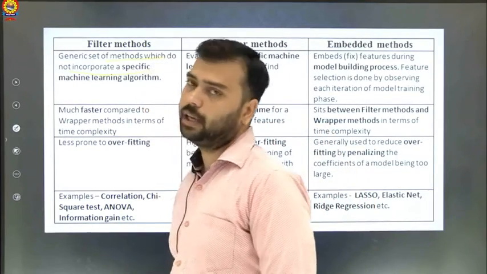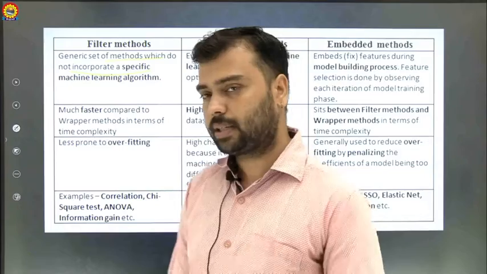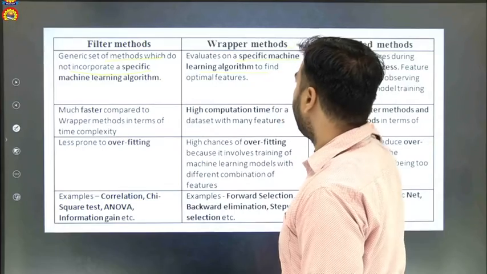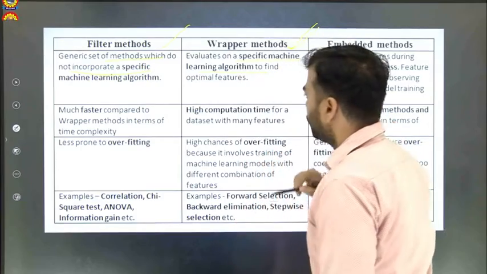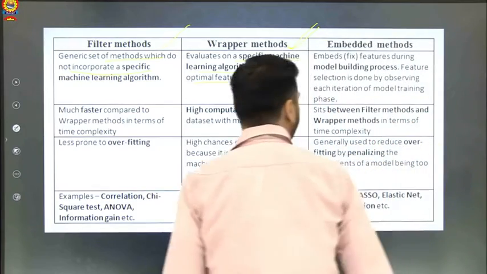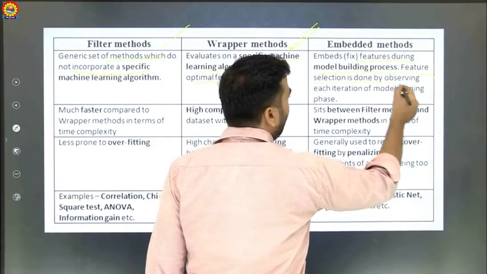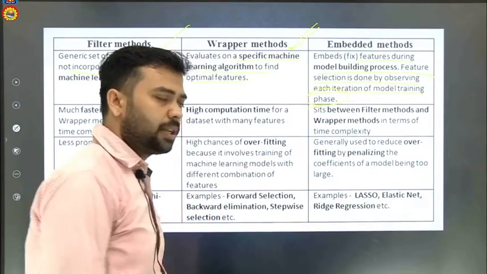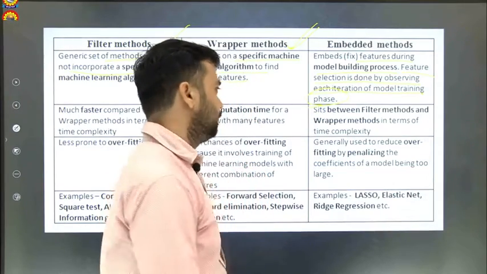We simply apply a correlation or something like that, and we measure the similarities and select the subset. The wrapper method is evaluated on a specific machine learning algorithm to find the optimal features. In the case of embedded, the features are fixed during the model building process. Feature selection is done during each iteration of the model training phase. So at the phase of developing a model, we embed the process of feature subset selection.